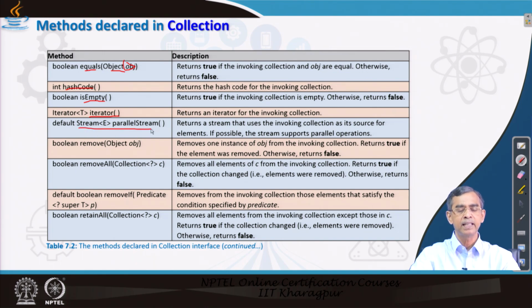Now, stream basically returns a sequence of objects in the form of a stream. Stream is a concept that is there in Java. Remove is just like clear, but remove means a particular object you want to remove from the existing collection. RemoveAll, whatever elements are present there, it will remove all those elements. RemoveIf, if a certain condition is satisfied, then only it will remove, given a predicate. RetainAll, collection C, basically removes all the elements except those elements mentioned in the input.